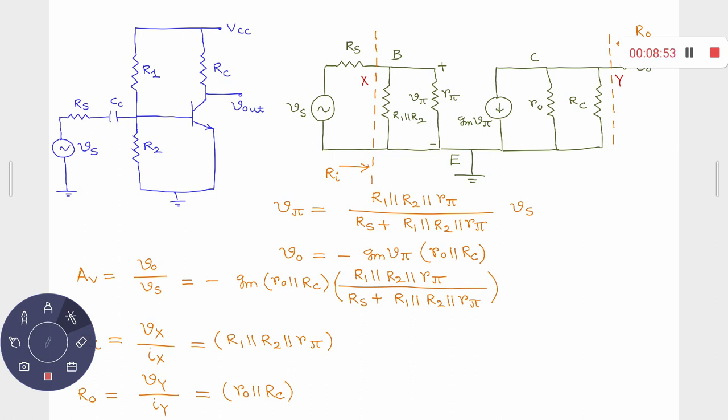Right? Then, once you have this resistance Ri, and this signal source has some internal resistance Rs, the voltage that is coupled across this R pi is nothing but V pi. Then what is the relation with Vs? You simply apply the voltage division law, right? Something like this. This is your Vs.